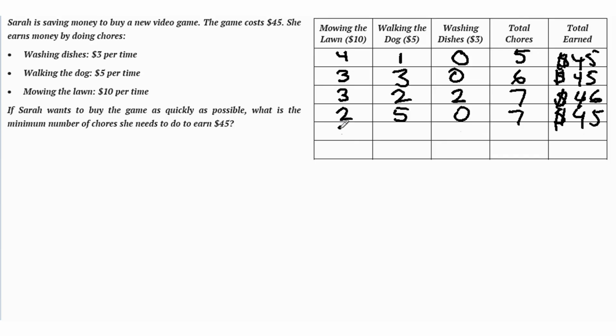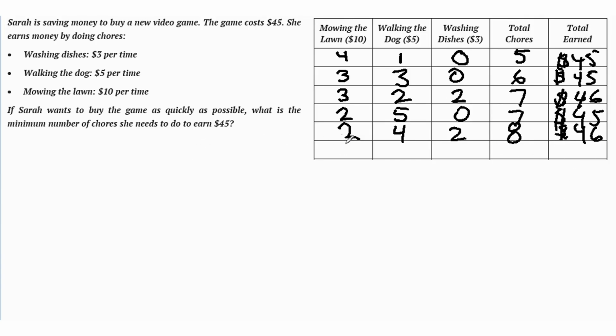Let's just go ahead and stick with mowing the lawn twice once again, and then instead of walking the dog 5 times, let's say she only walks it 4 times. So dog walking 4 times, that would be, let's see, 2 times 10 is 20, 5 times 4 is 20, it's $40, so she still needs 5 more dollars, which means she's gonna need to wash the dishes twice. That would be 2 plus 4 plus 2. That would be 8 total chores, and the total money would equal up to $46. Still more than she needs, but she did 8 chores.